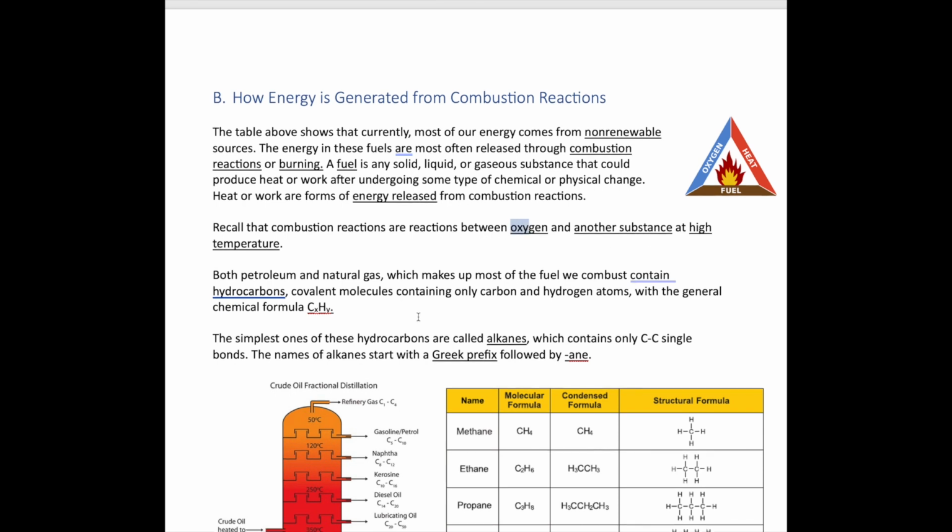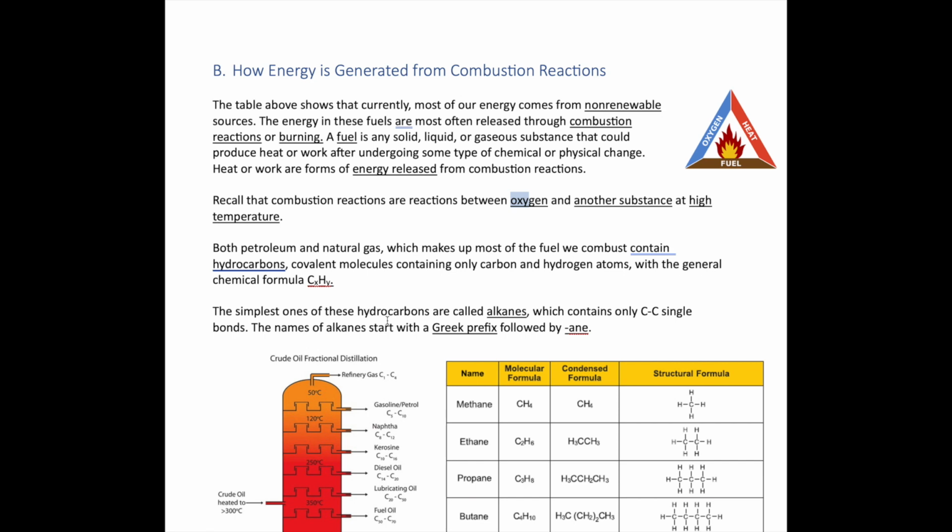So the two major sources of energy that we use are petroleum and natural gas, and they both contain hydrocarbons. In fact, those are the molecules that, when combusted, release the energy. Hydrocarbons are covalent molecules. They contain only carbon and hydrogen, therefore the name, and they have the general formula CxHy, where x and y represent specific numbers of carbon and hydrogen atoms, respectively.